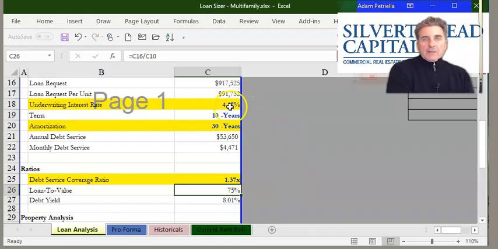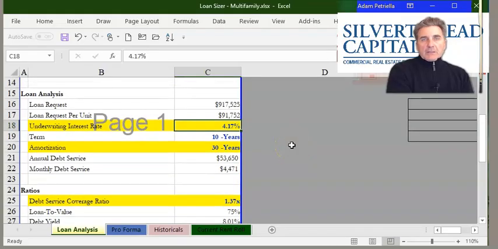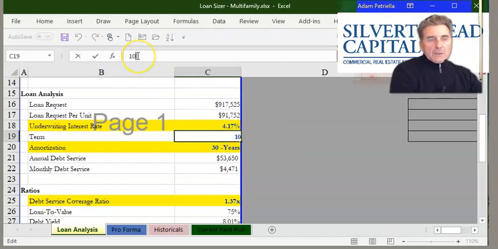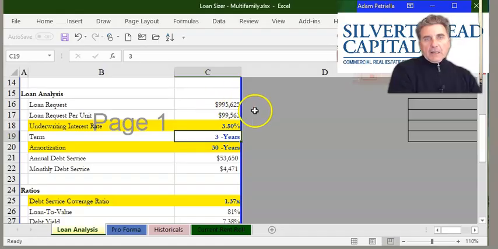And this interest rate, that's another one. Let's see how the loan changes, hypothetically, if we want to go for a 3-year loan and amortize it over 30 years. And let's say today we can get a rate of 3.5%. We'll see how this loan amount changes. $995. And you'll see here if your amortization changes in some places.